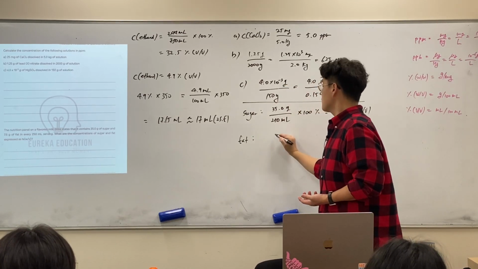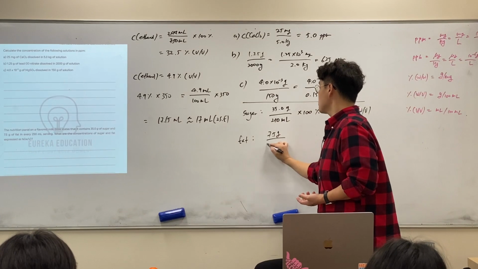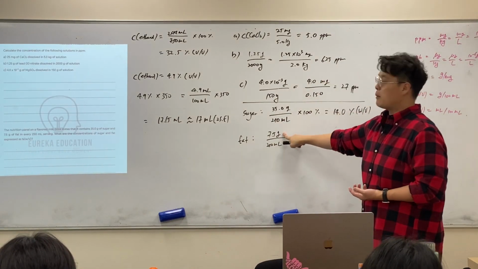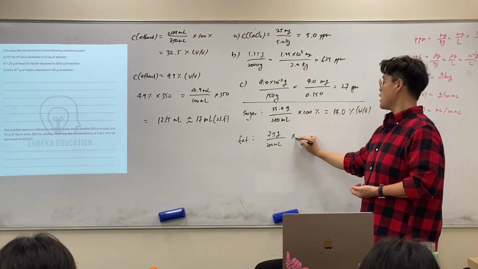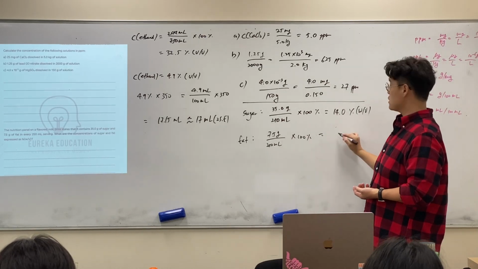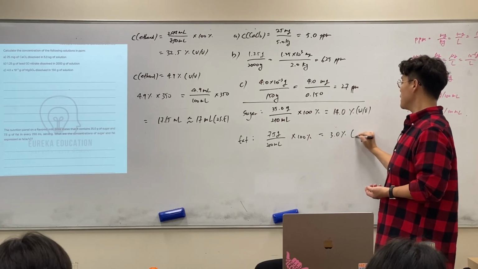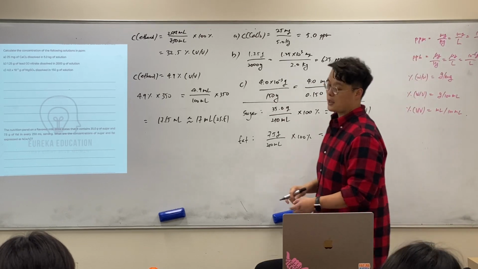Next one, we have the fat. The content of the fat is 7.5 grams per 250 mL. Notice that we have a 2 sig fig value on the top. So times 100%, you would get 3.0% weight per volume as well.